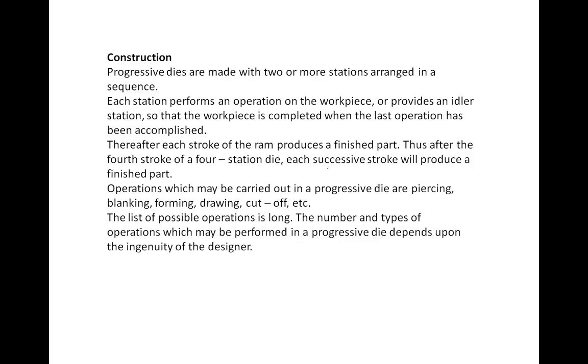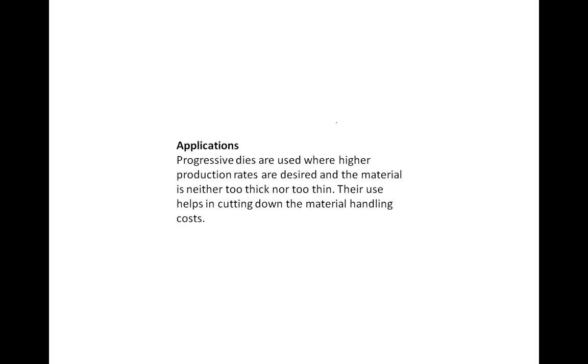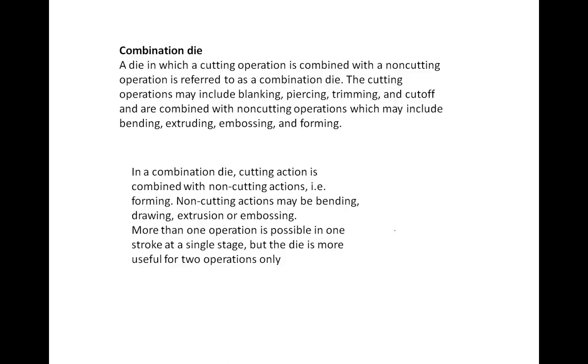So this is the literature of the progressive die. This is the construction and operations, how the operations are carried out on the progressive die. Various short notes are given on the progressive dies. The working of progressive dies is also given here. Then its applications are also given. It is used where high production rates are desired and the material is neither too thick nor too thin. Their use helps in cutting down the material handling cost.